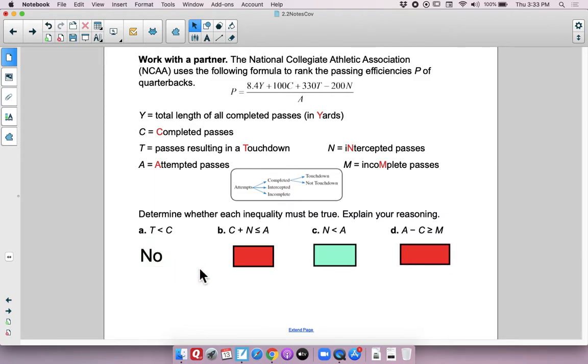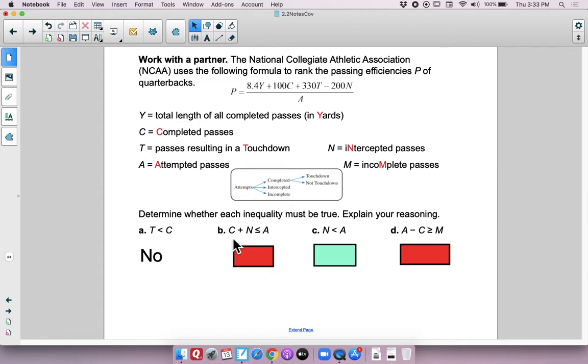The answer is no. What would be a scenario where that would be true? Well, what if a quarterback only threw 2 passes in a game and then got hurt, but both of those passes went for touchdowns, then the number of touchdown passes would not be less than, it would be equal to.